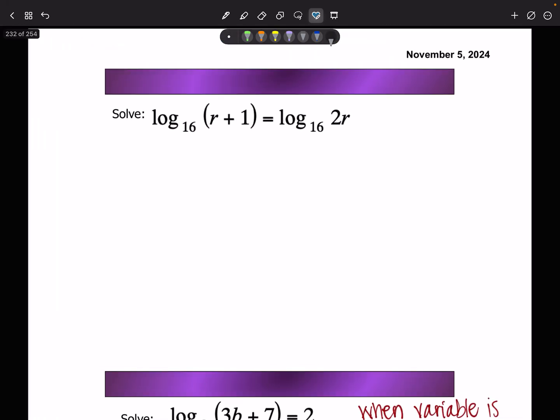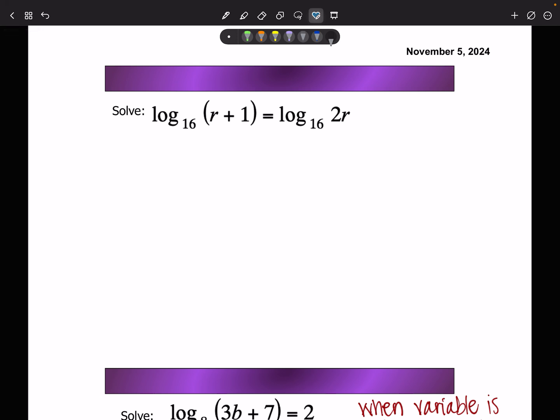Okay, you try this one. So press pause, and then when you're ready to check your answer, come on back.